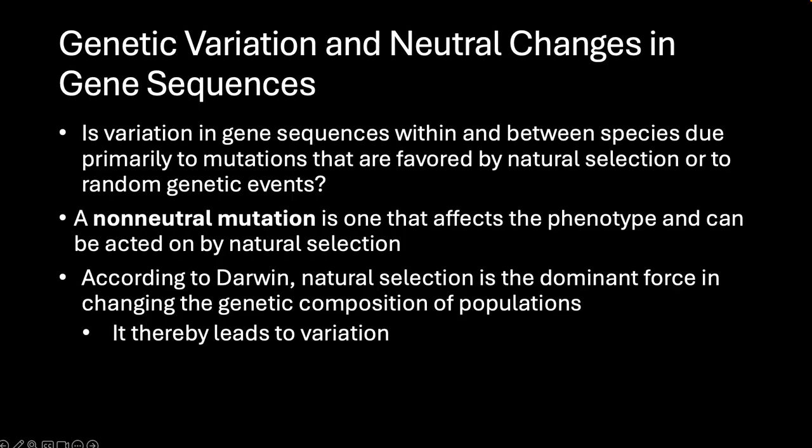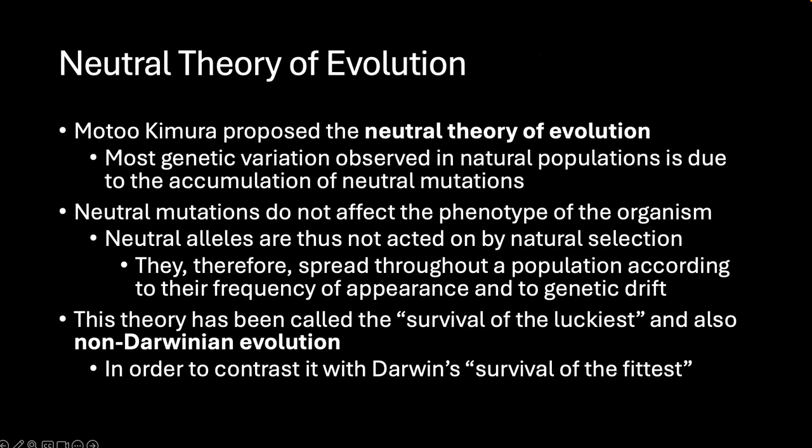Of course, the complexities of our genomes were unknown to him, and thus he didn't have all the information that he needed in his day. So that brings us to a newer idea proposed by Motoo Kimura called the neutral theory of evolution.